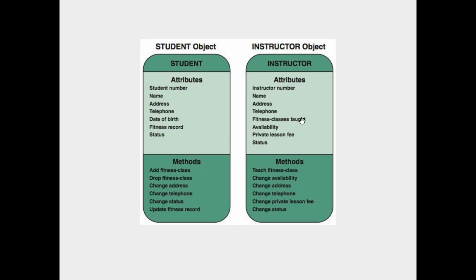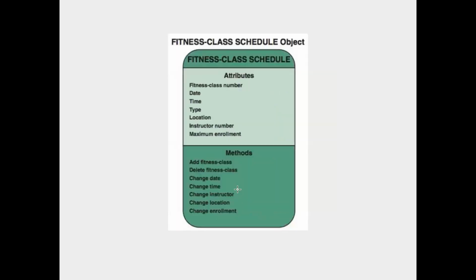So there, some attributes are common, some are actually different, right? Now let's look at some methods. So when you look at the methods, again, there are some common ones, right? For example, there are some common methods like change address, common for both objects, right?